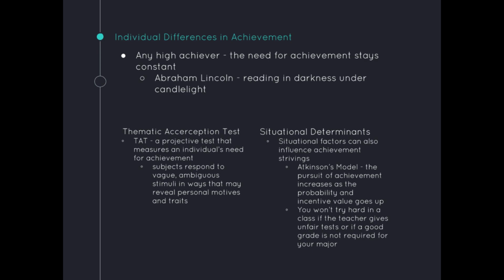Situational determinants. Situational factors can also influence achievement strivings. In Atkinson's model, the pursuit of achievement increases as the probability and incentive value go up. For example, you won't try hard in a class if the teacher gives an unfair test or if good grades are not required for your major.